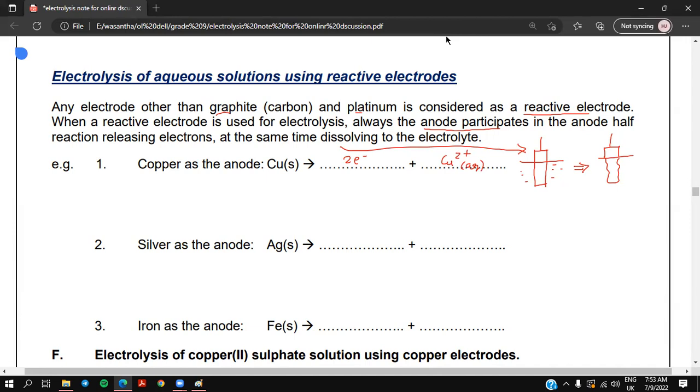Silver as anode. If you use silver, then silver solid will go to silver plus, aqueous, and electrons. If you use iron as anode, then Fe changes to Fe2+ in aqueous form because it is able to give 2 electrons. This is how reactions happen.